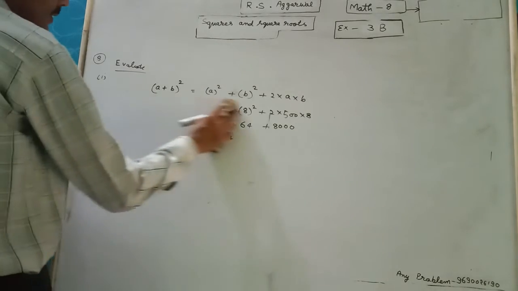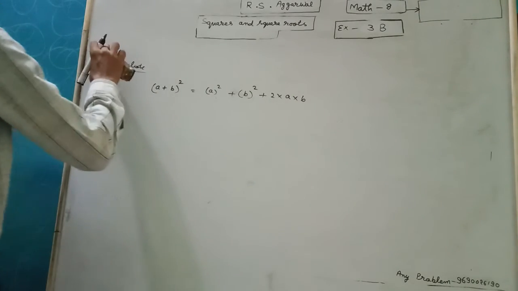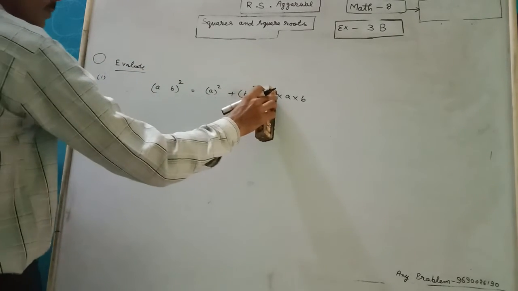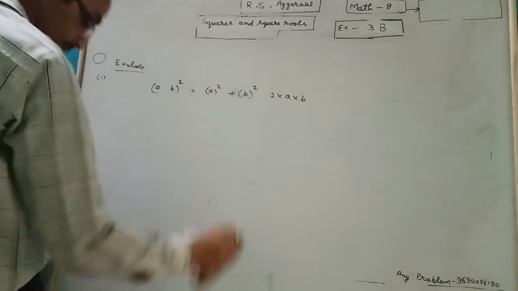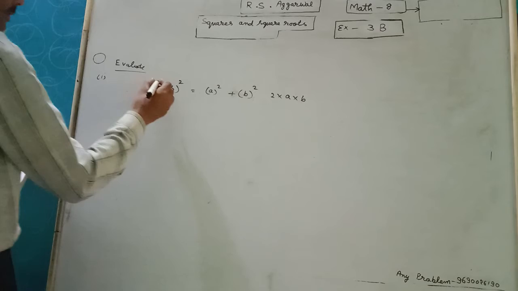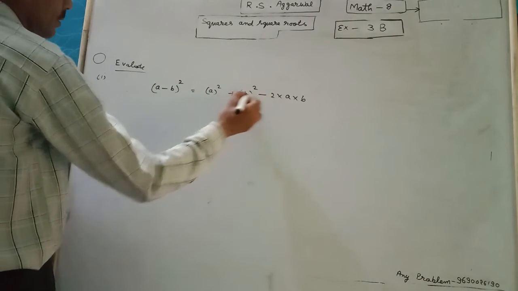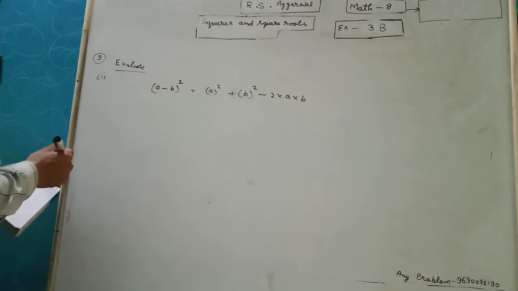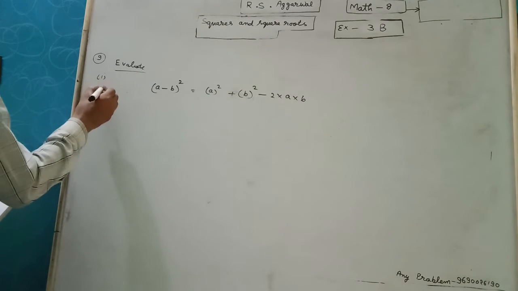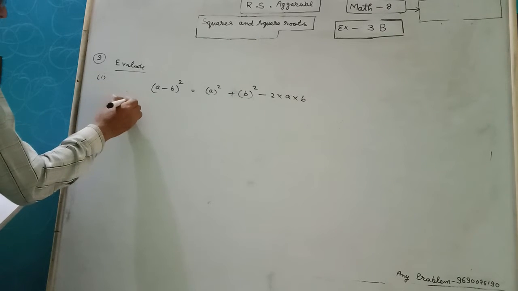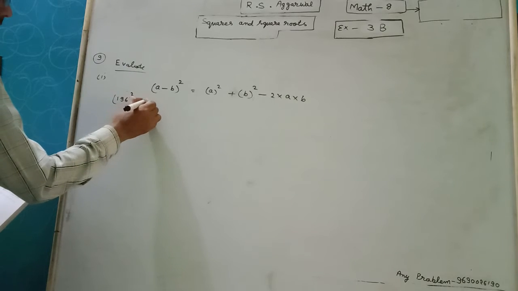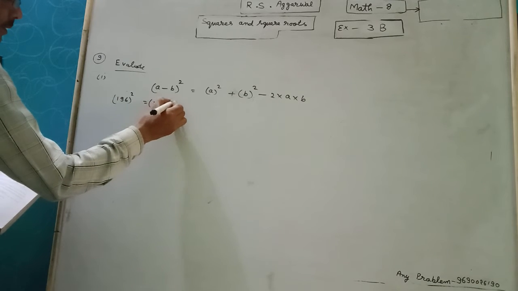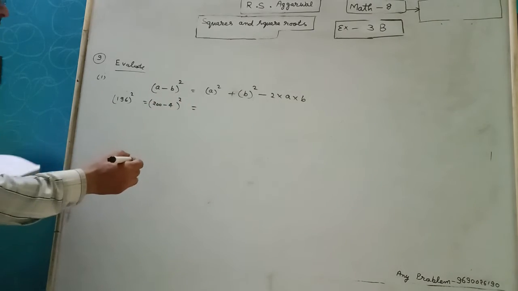Question 9 is the same, but the identity is A minus B whole square. Only this changes. Question number 9, first part is 196 square. Write 196 as 200 minus 4. A will be 200, B will be 4.